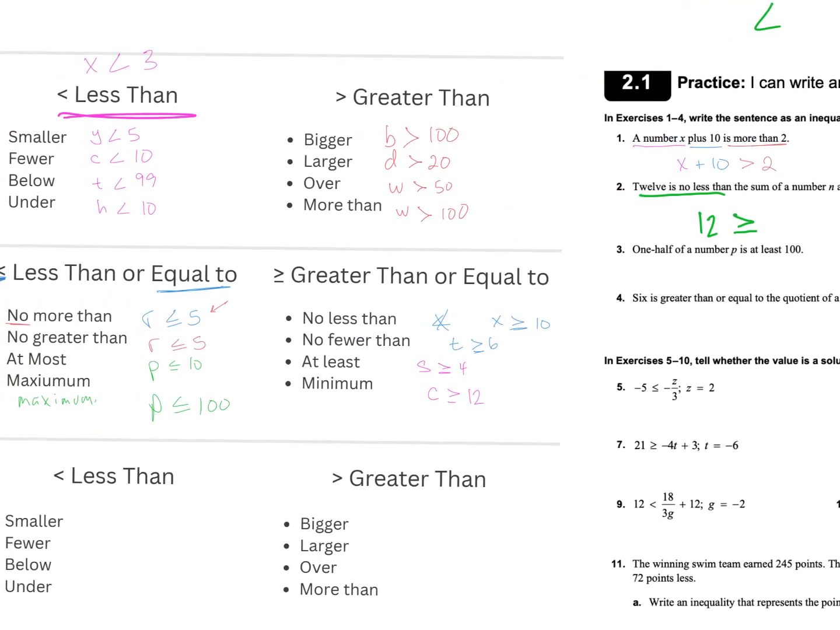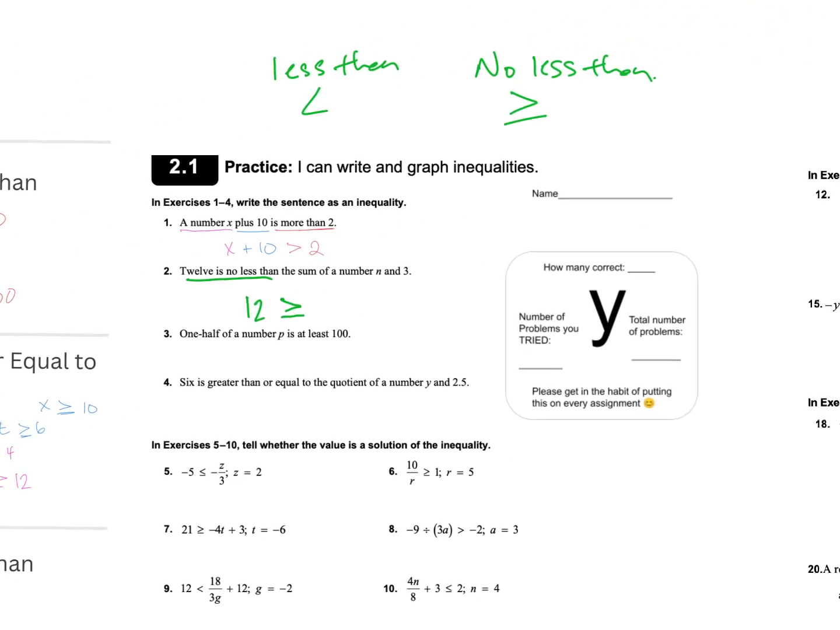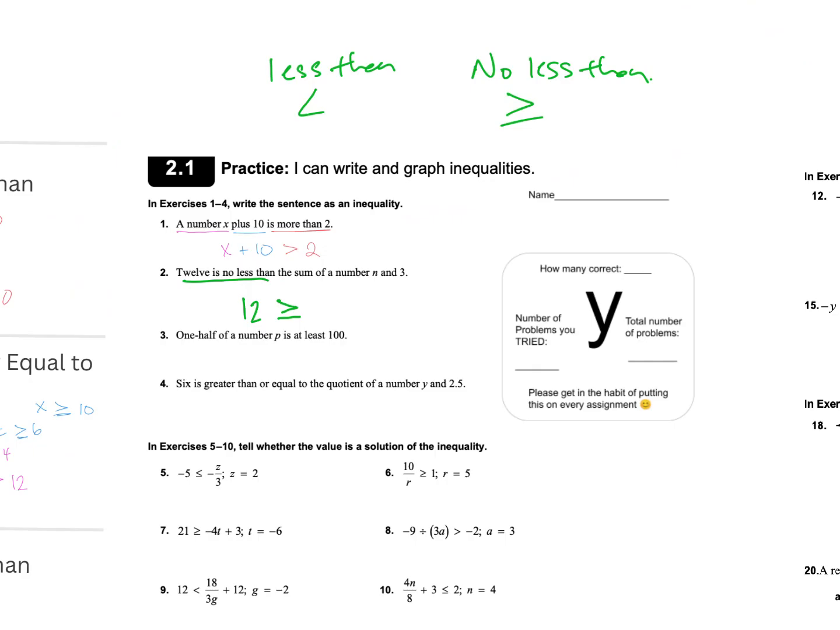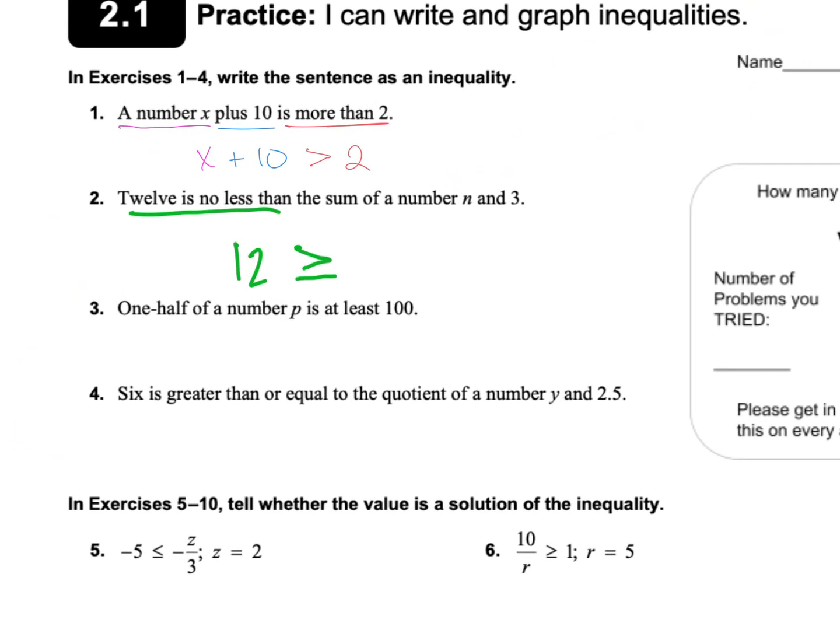Slide over here and check that out. No less than, there it is, cool. Greater than or equal to is what that says right there, all right? 12 is no less than the sum of a number and 3, and plus 3, there it is.